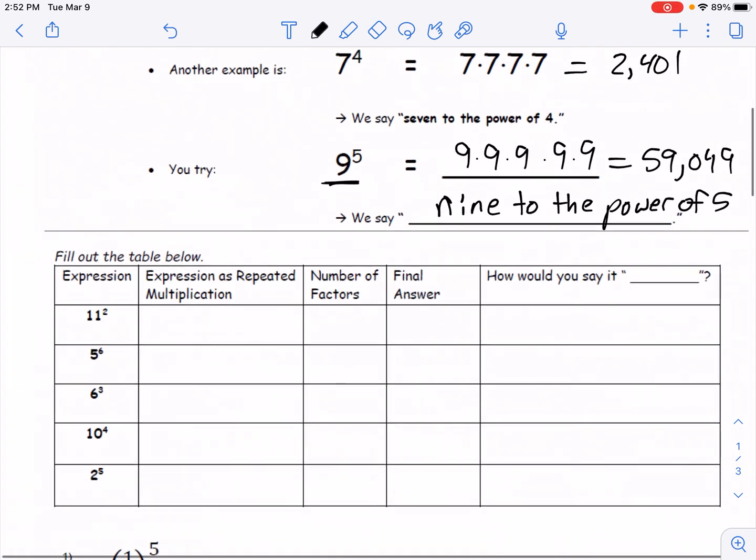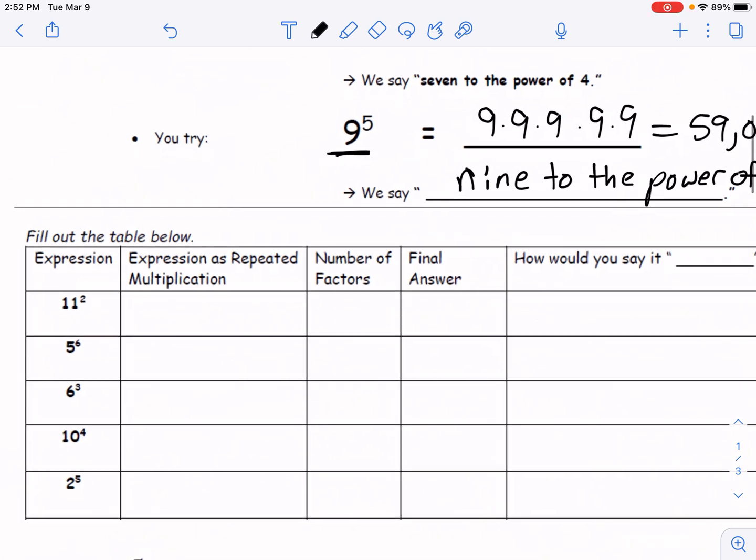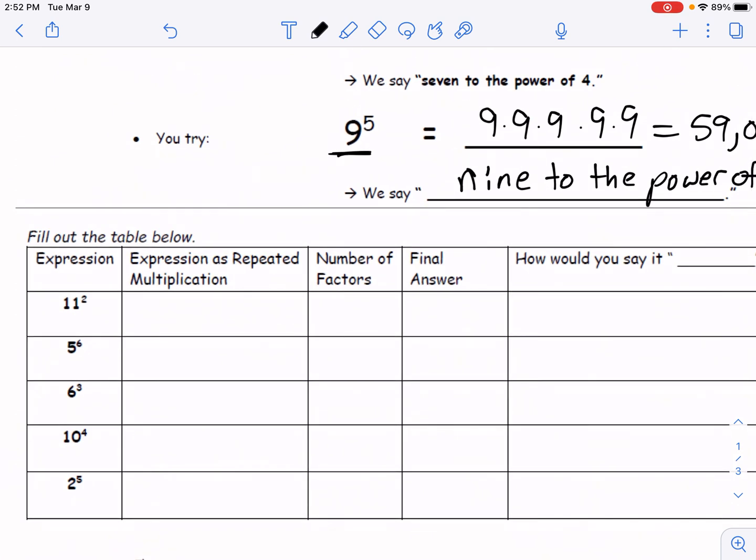And of course, you could go through these examples too. We could do a couple more here. So when I have a base of 11 raised to an exponent of 2, we're going to have 2 of those factors 11 being multiplied. That's what that number 2 means, okay? So we have 2 factors, and then 11 times 11 in your calculator, we get 121, okay?